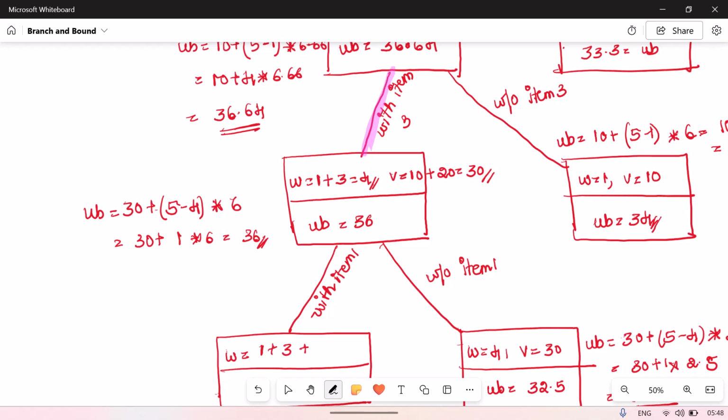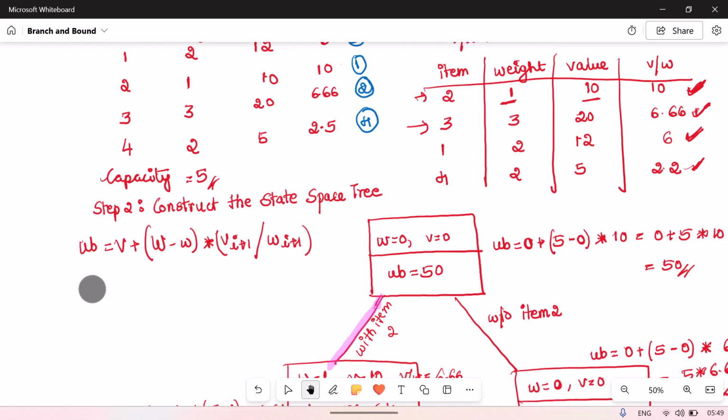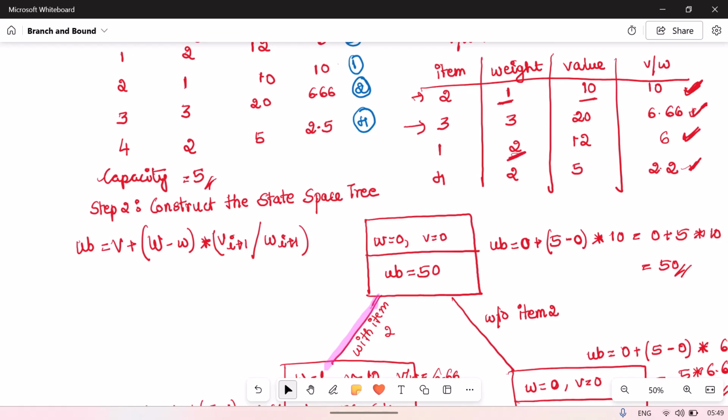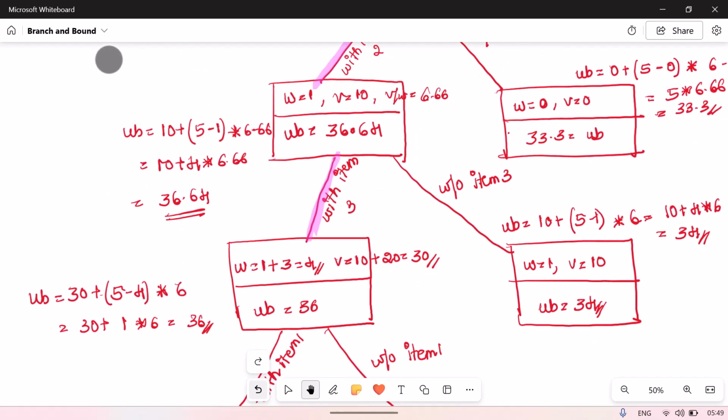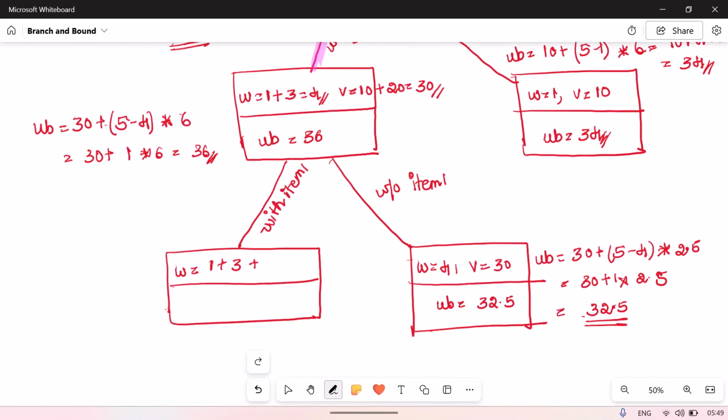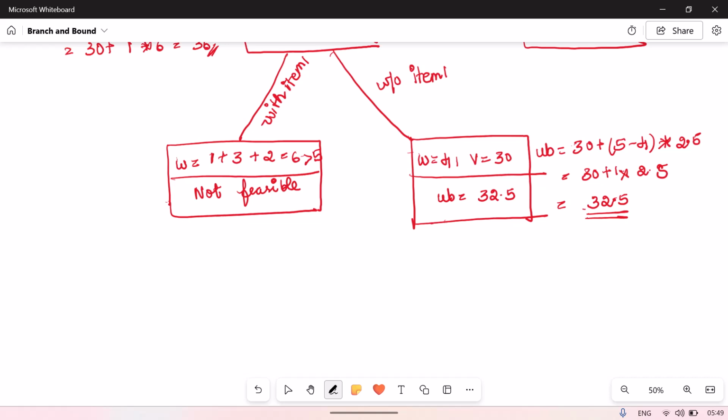Now if I include item 1, it has the weight as 2. See, value is 12, weight is 2. So this becomes 6. And what is the capacity of the knapsack? Capacity of the knapsack is 5. So this will exceed the capacity. So you can say that this is not a feasible solution. So you'll continue with the other part.